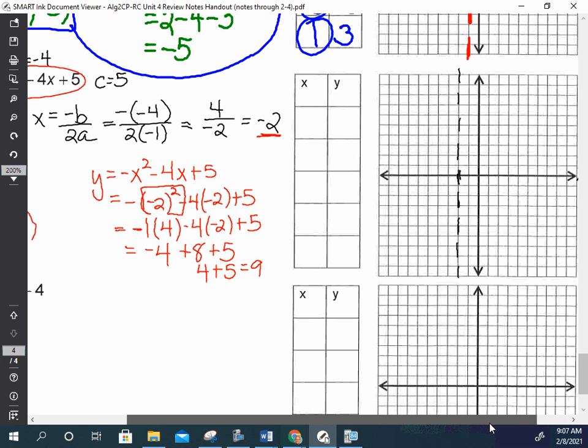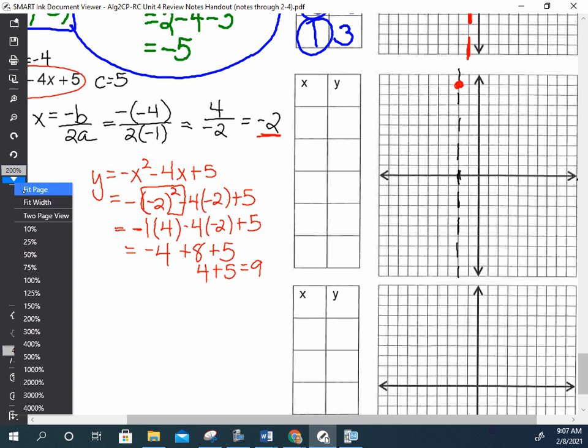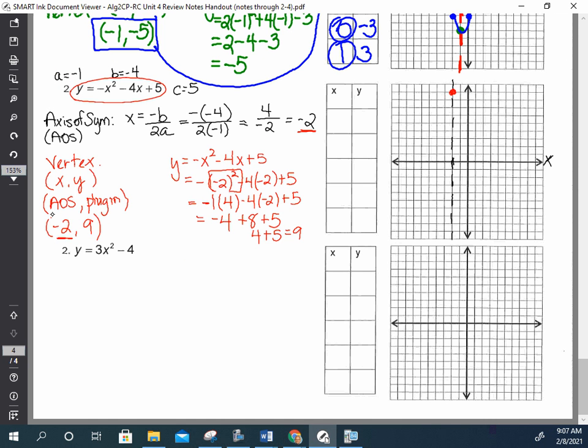So there's your vertex. You go to your graph and put your vertex point on there. So our graph is starting to take shape. Any questions so far? I'll give you a few moments for those of you who are copying it down before we move to the table.